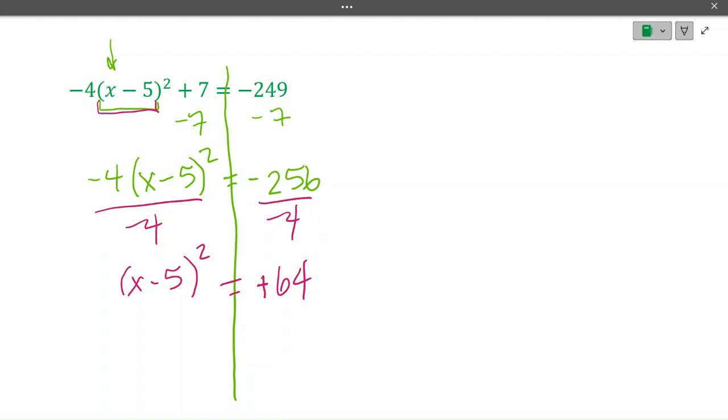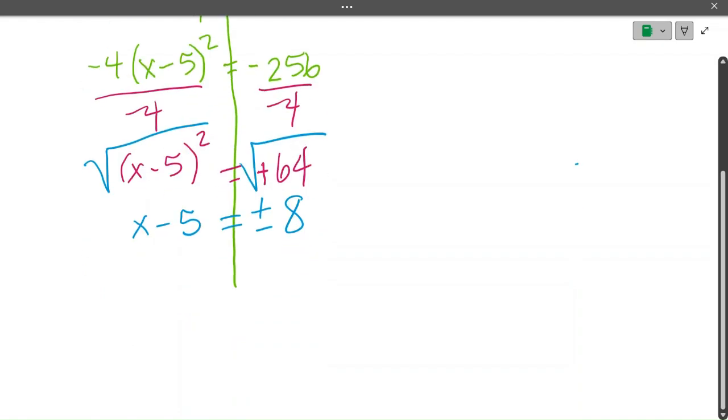All right, that's great. So now that I have my parentheses raised to the power of 2 by itself, I can square root both sides to get rid of that square. And that unlocks the x, which is our goal. And that gives me plus or minus 8.